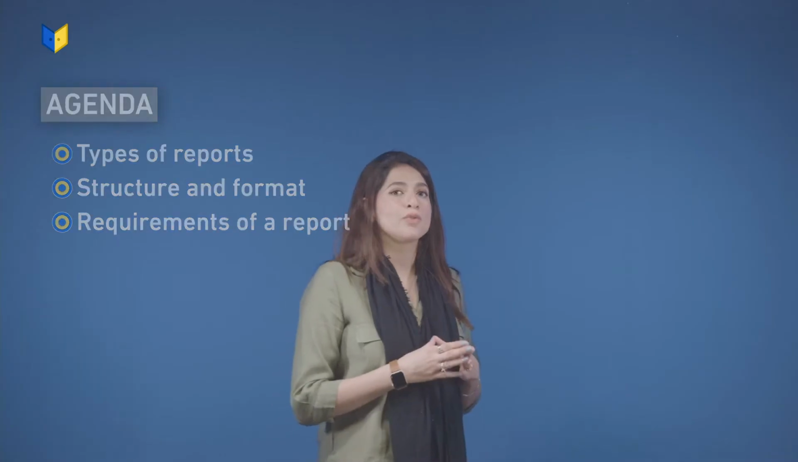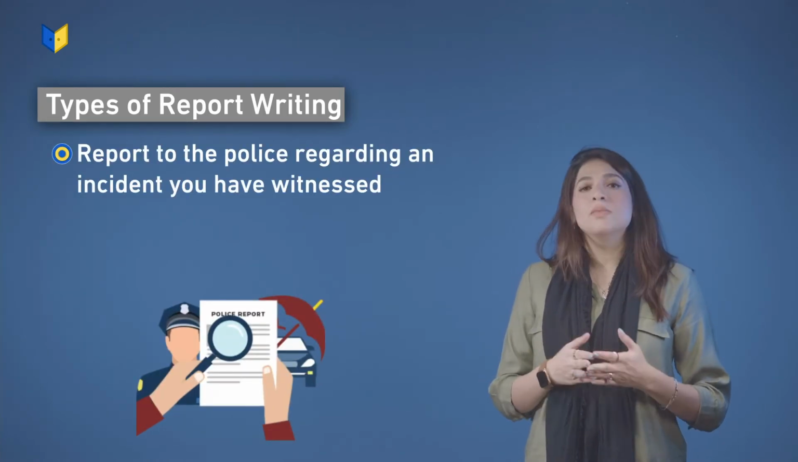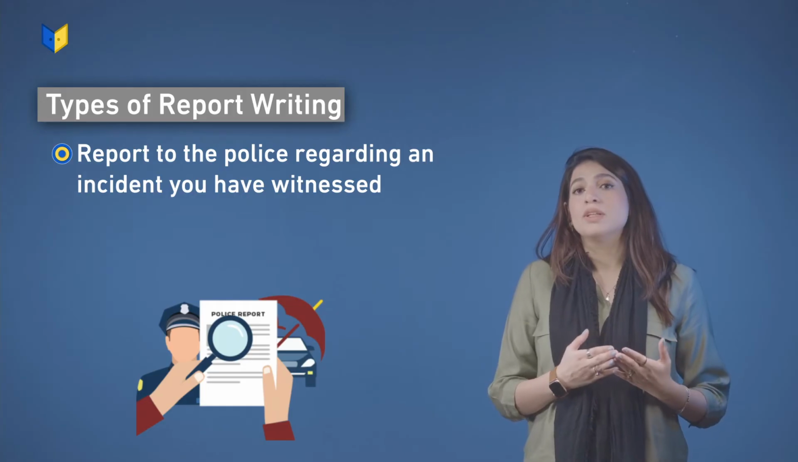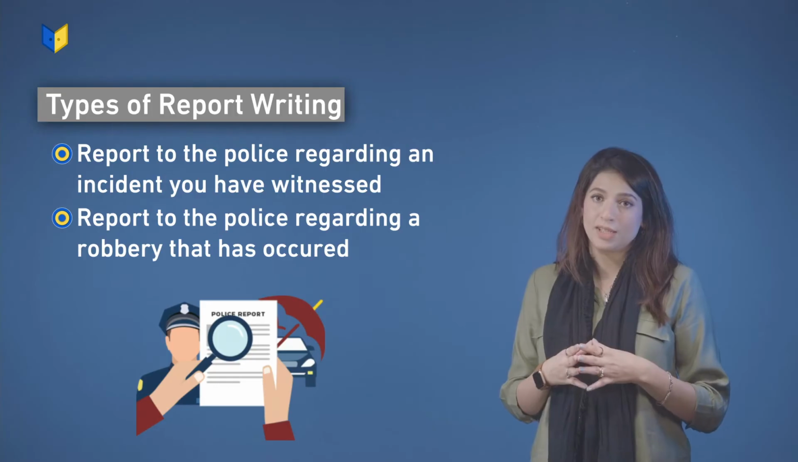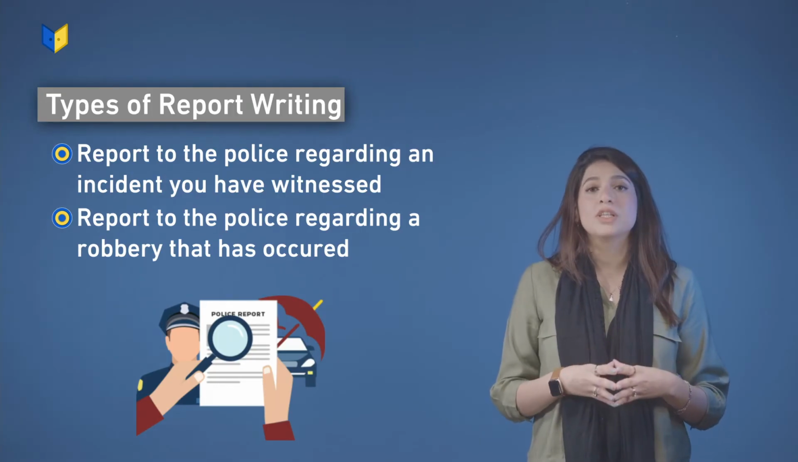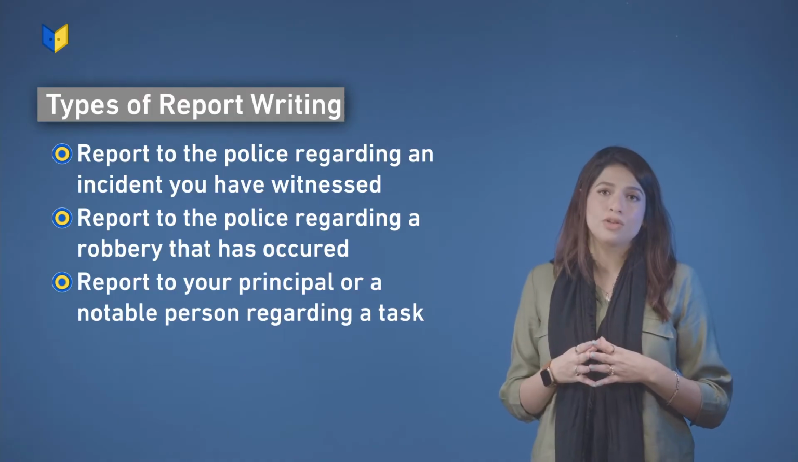Usually, there are three types of questions that can come in a report. The most common ones are when you're asked to write a report to a police officer talking about an incident that you witnessed. Similarly, you might be asked to write a report to the police about a robbery that occurred. The robbery question is the most frequent one that comes in exams. And the third type of question is when you're asked to write a report to a principal about a suggestion that he or she may want.